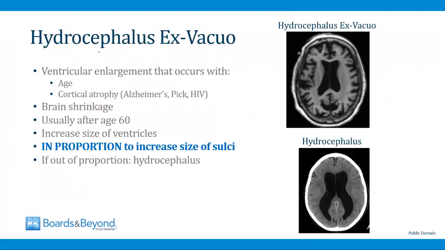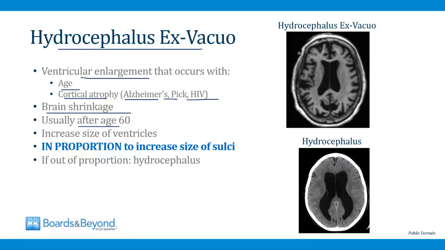The last topic for this video is hydrocephalus ex vacuo. This refers to ventricular enlargement that occurs with age or with cortical atrophy. And cortical atrophy is common in many forms of dementia, especially Alzheimer's, but also in Pick's disease and end-stage HIV. And what's happening in hydrocephalus ex vacuo is not that the ventricles are getting larger, it's that the brain is shrinking. This usually occurs after age 60, and what you will see on imaging is an increased size of the ventricles, but that increase will be in proportion to the increased size of the sulci.